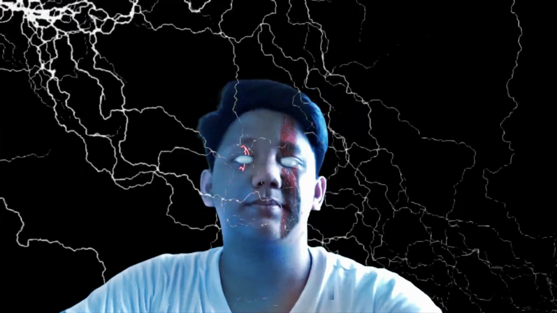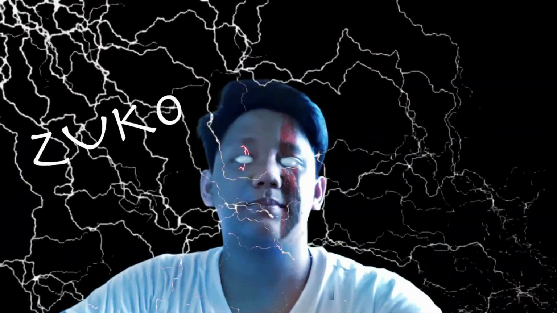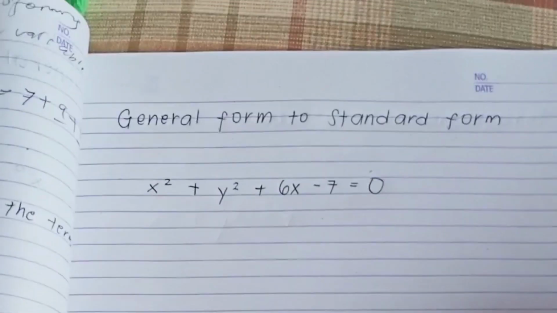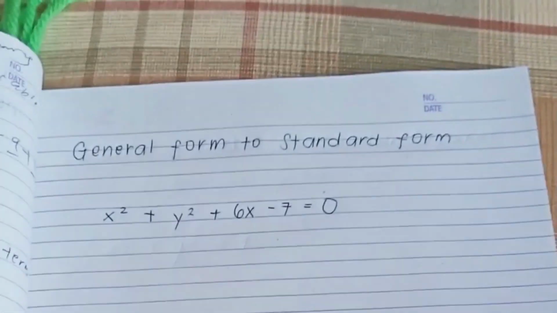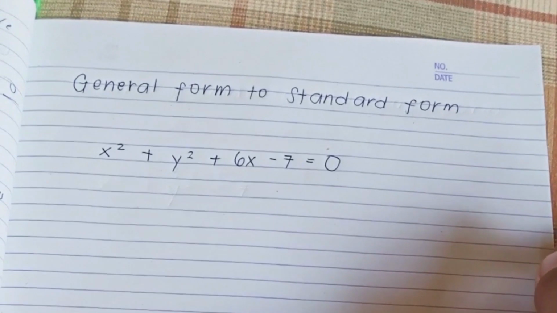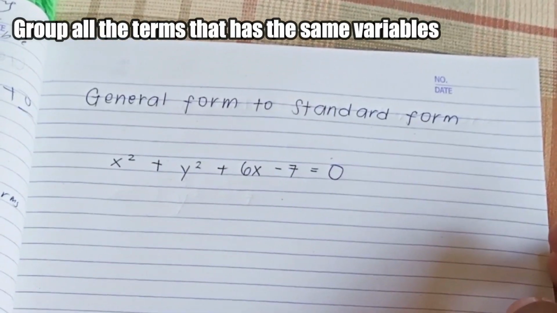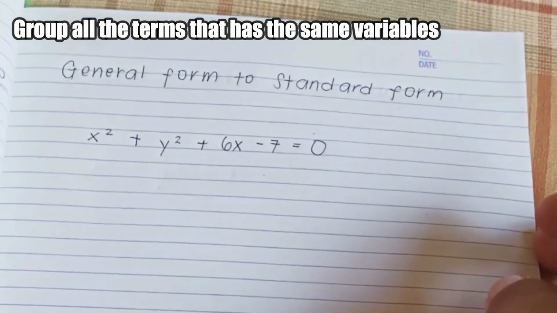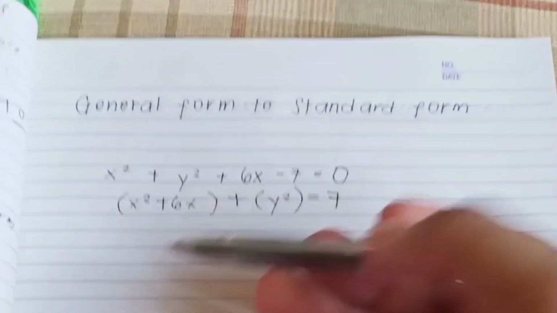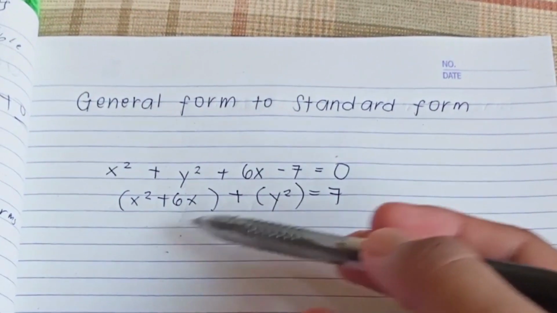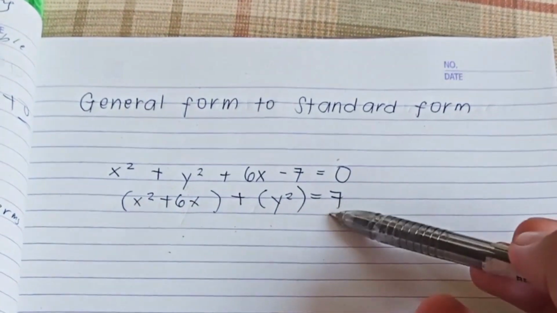So for today's video, I will teach you how to transform general form to standard form and standard form to general form. x squared plus y squared plus 6x minus 7. For the first step, group all terms that have the same variable. It will become x squared plus 6x plus y squared equals 7.